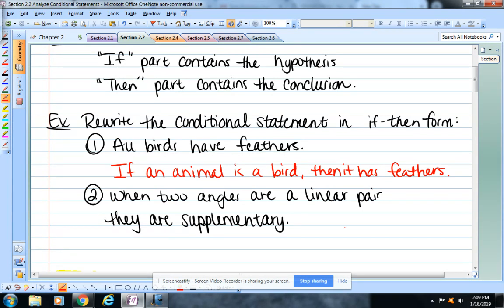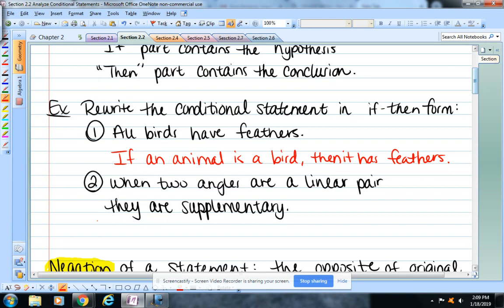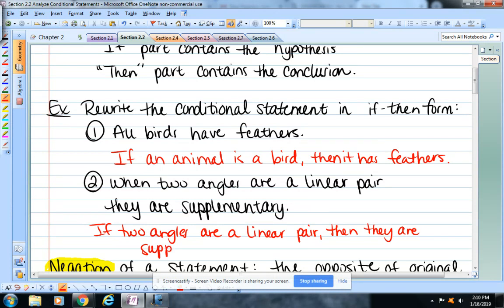Y'all help me see if we can turn number 2 into a hypothesis and a conclusion. When two angles are a linear pair, they are supplementary. How do you think we could say that, Noah? That's exactly correct. If two angles are a linear pair, then they are supplementary. You're basically changing your sentence to have an if and a then.